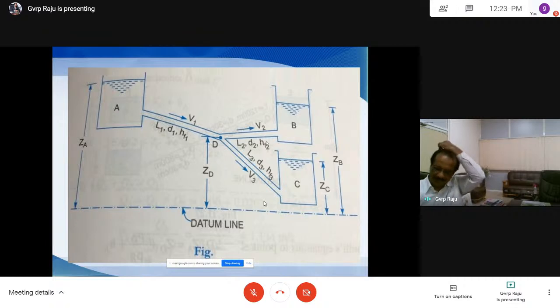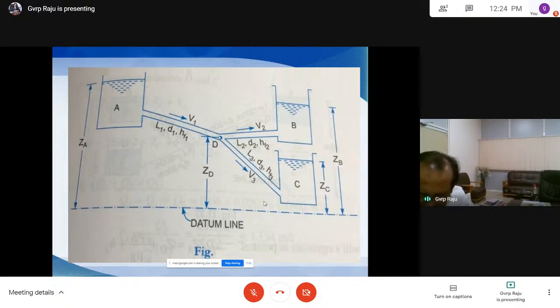You can know the friction loss here for pipe 2, and write Bernoulli's equation between D and B. We have a ZD here, we have a ZB here, and the velocity of the water at the junction is 0, and HF2 is the head loss due to friction for pipe 2. You can simply write the equation between D and B, that is the third equation, and the fourth equation from D to C.